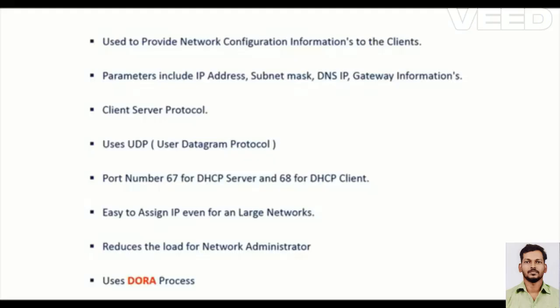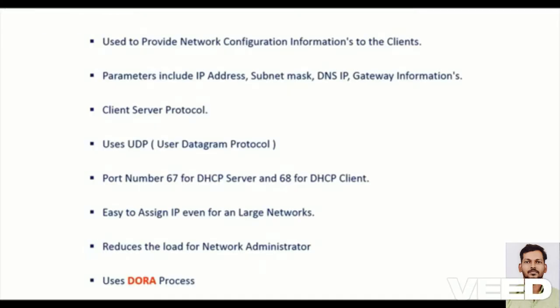DHCP is a client server protocol used to provide the network configuration parameters to the clients automatically by a server. Instead of a network administrator statically assigning an IP and providing configuration to a new device, this protocol automatically provides the network configuration information such as IP address, subnet mask, DNS IP and gateway information to the client.